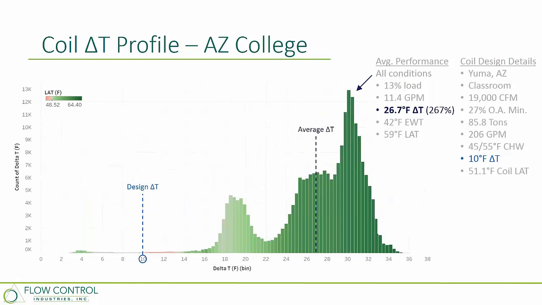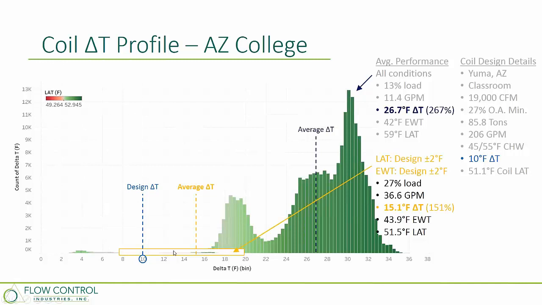In Arizona, we'll take that same perspective here, and in this case, we actually have a really, really small data set for conditions when it operates at design or closer to design parameters, right? But it's a little higher load, so 27% of the design load as opposed to 13%. A little higher flow rate and about 15-degree delta T. Again, 1.5 times the coil design.